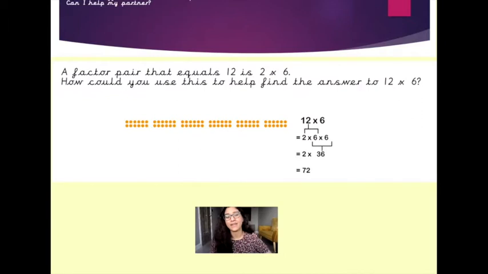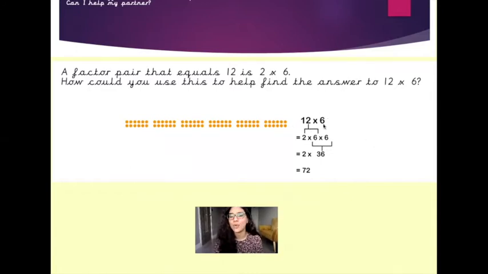So a factor pair, if you'll remember from last lesson, we were thinking about factor pairs. A factor pair that equals 12 is 2 times 6, because 2 times 6 equals 12. So how could you use this to help find the answer to 12 times 6, which is a much bigger sum? Well, the way to do that is as follows.